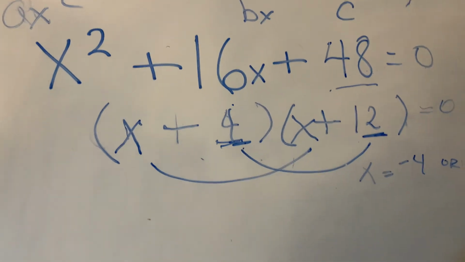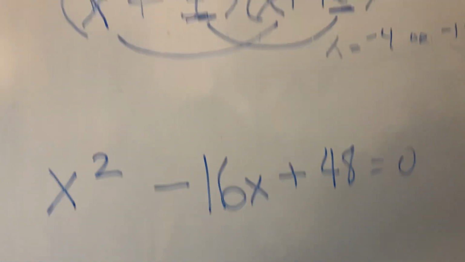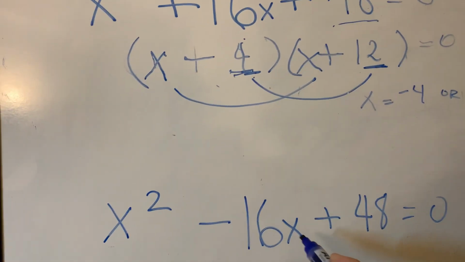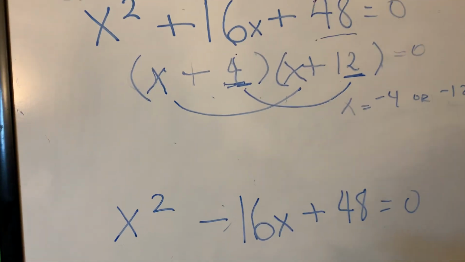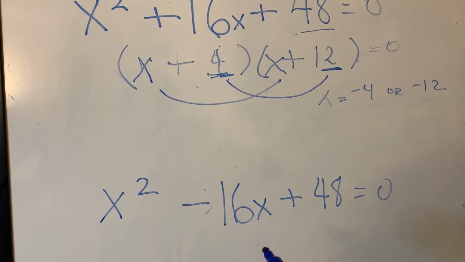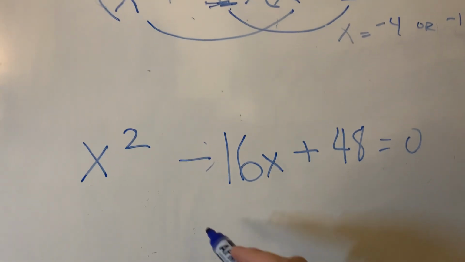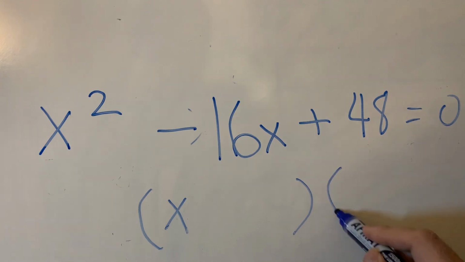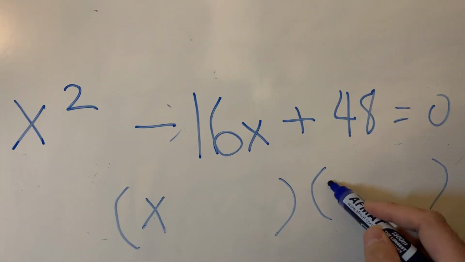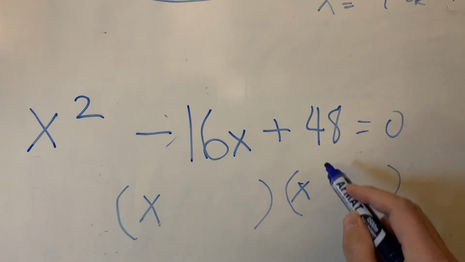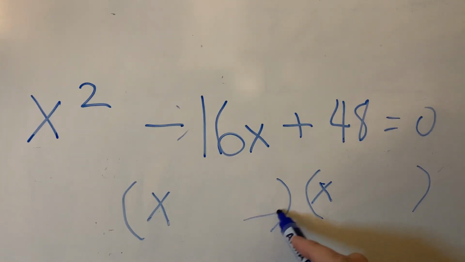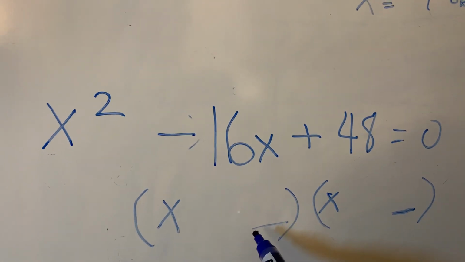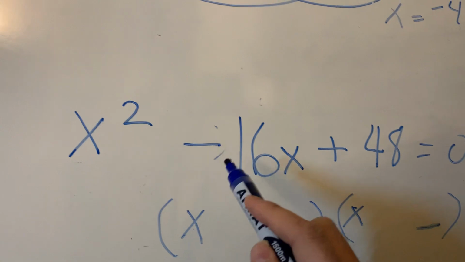All right, so let's go down here. Look at this problem. This is almost identical to this problem. The only difference is this is a negative sign there. So if we fill this out, it would be something similar. x, right? Again, you have to get two numbers here and here that when you multiply together, get 48, yet when you add them together is negative 16.